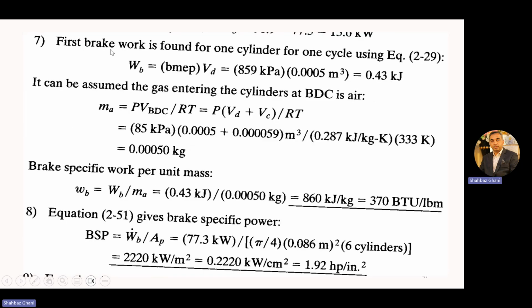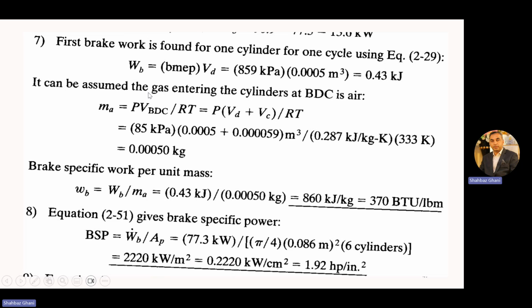Now, brake work is found for one cylinder for one cycle. Using this, brake work is equal to brake mean effective pressure times displacement volume. We have found these, so we found the brake work.